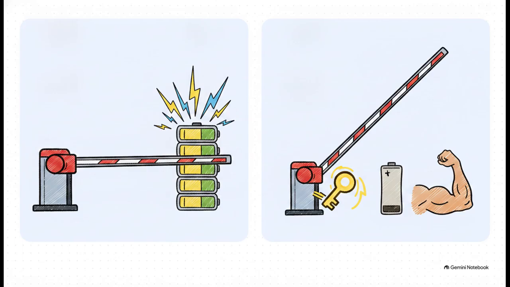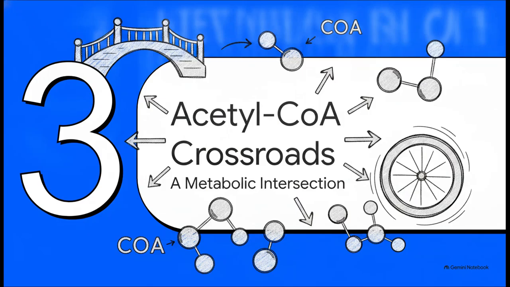In that working skeletal muscle, calcium literally floods the cell. That calcium acts as an emergency signal to activate an enzyme called PDH phosphatase, which removes the brake, turning PDH back on. The gate flies open to meet the new energy demand. It's so elegant. Okay, moving to section 3, acetyl-CoA crossroads.